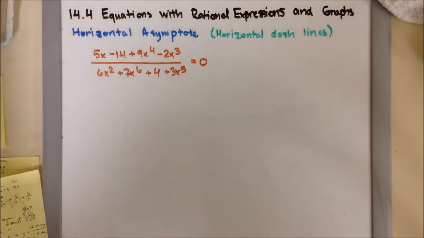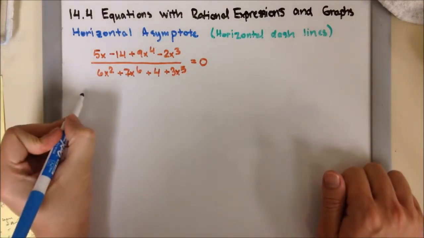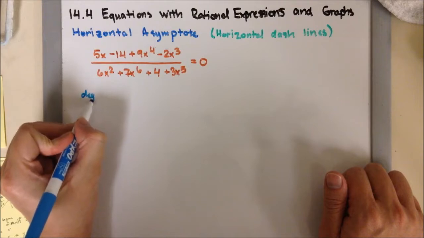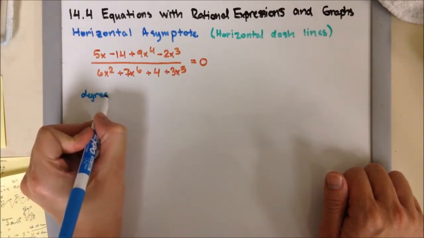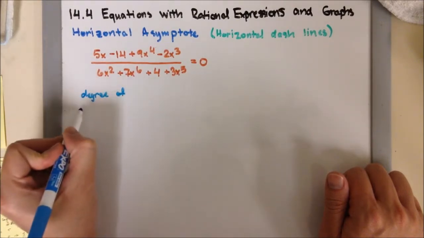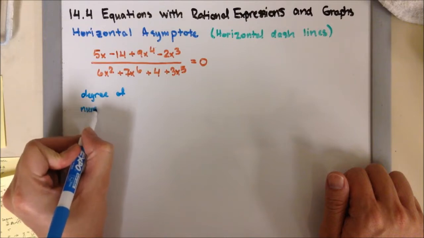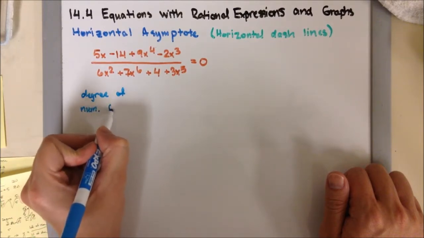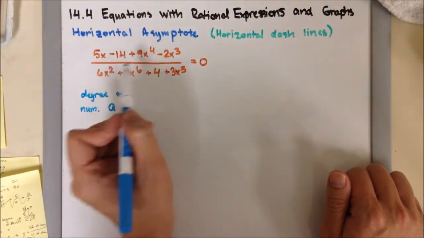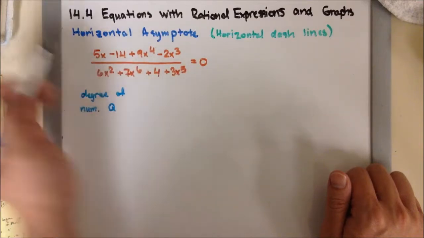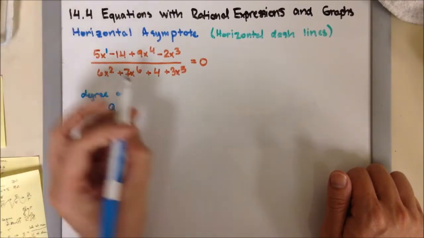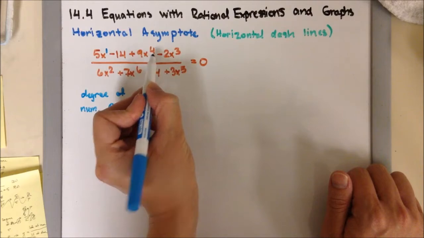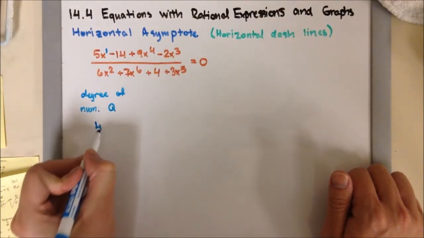let me write it out. So degree of numerator, which is Q. So my degree in the numerator, the highest one between, this is the invisible 1, the 4 and the 3, is this 4. So I'm going to put 4 underneath.